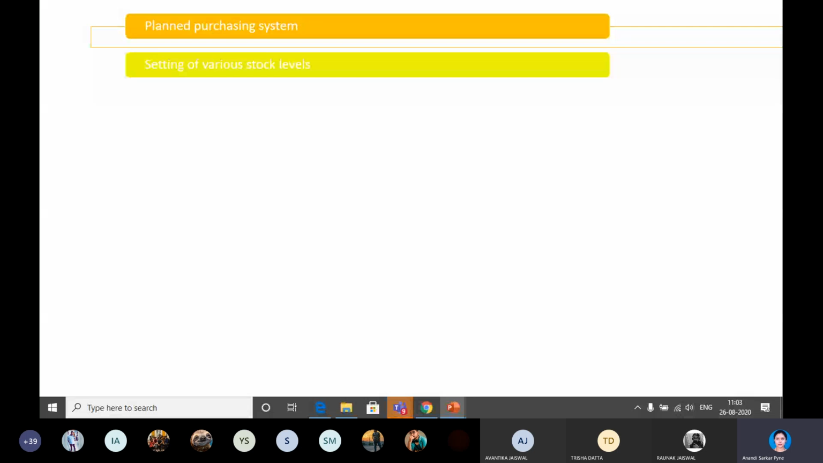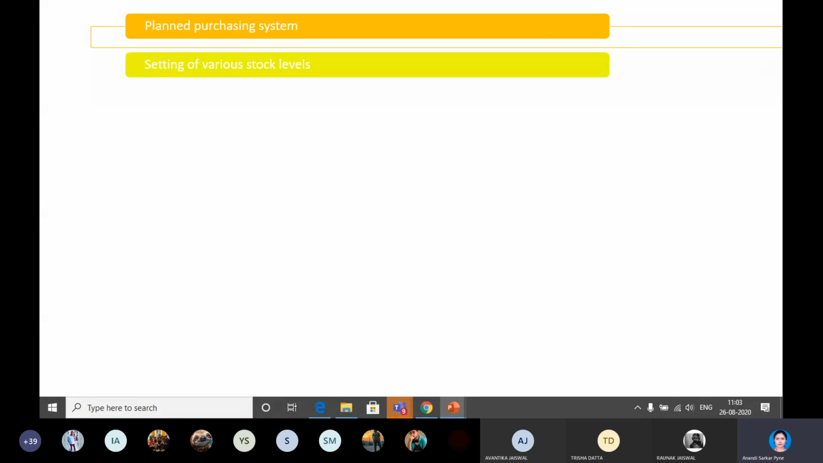So you may see that the reorder level is maximum usage multiplied by the maximum reorder period. Suppose the maximum usage of the product is 1000 and the maximum reorder period is, say, 3 weeks. So 1000 multiplied by 3 weeks will be your reorder level.